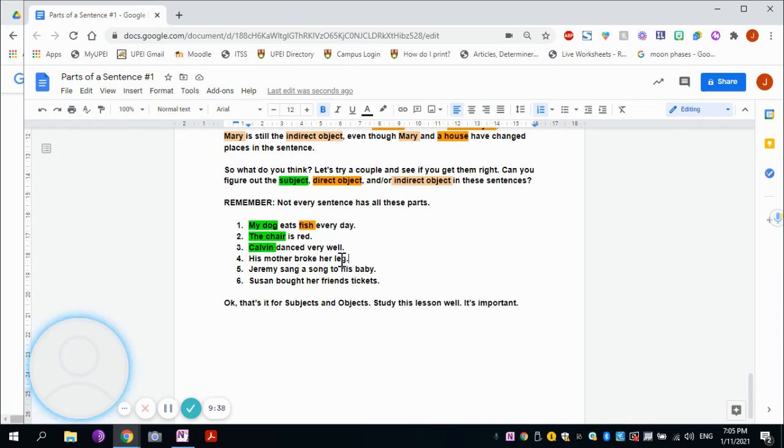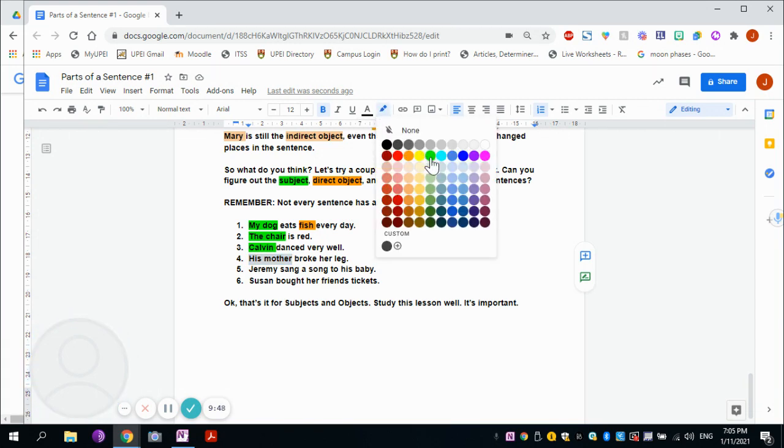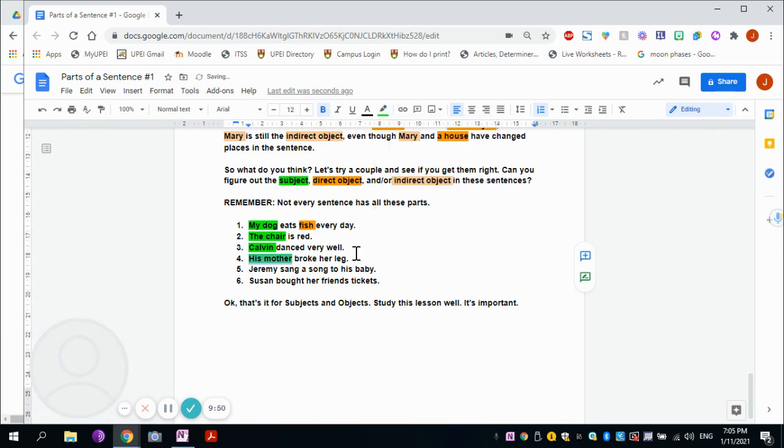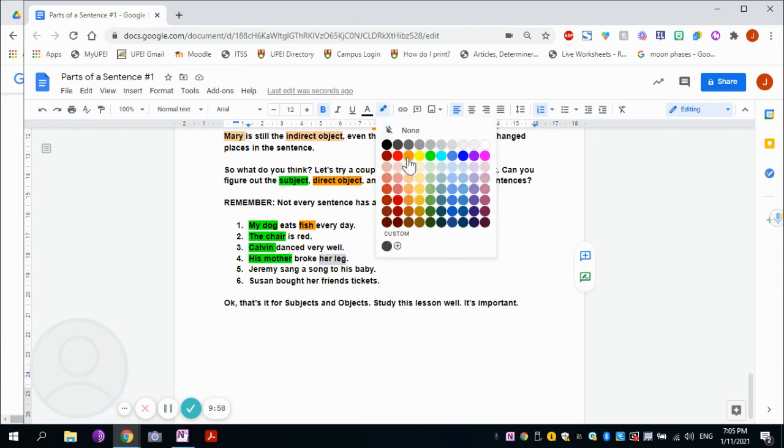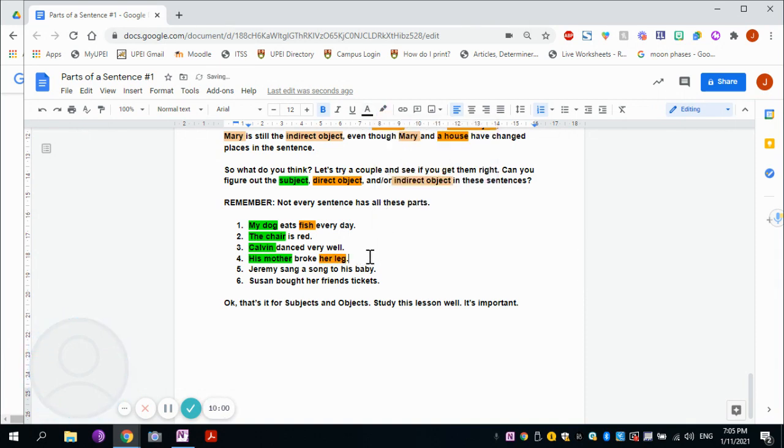Sentence number 4. His mother broke her leg. Oh dear. Well, his mother did something. She broke something. So she is the subject. What did she break? Well, she broke her leg. And that is the direct object.